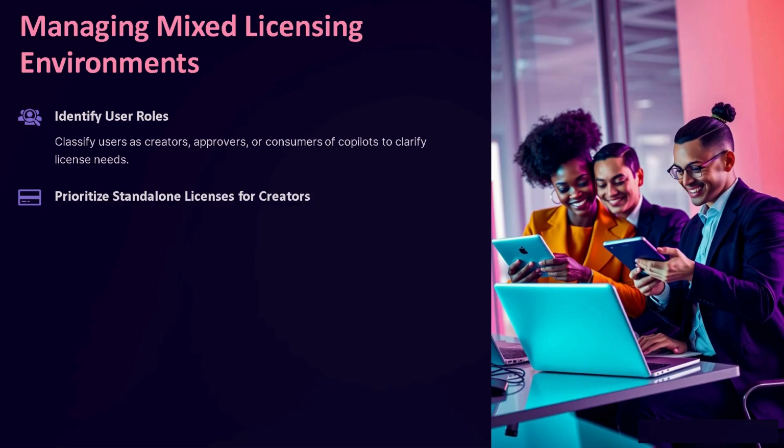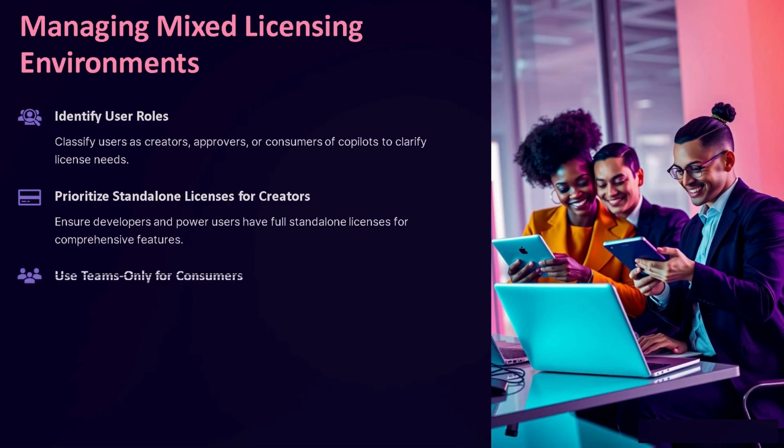Then you prioritize standalone licenses for creators. Ensure developers and power users have full standalone licenses so that they can create it, test it, and finalize it for the company. Then use Teams-only licenses for consumers. Your consumers communicate via websites or Teams, and their usage is limited to using the Copilot. They don't need to build and test the Copilot, so you can assign Teams-only licenses to them.